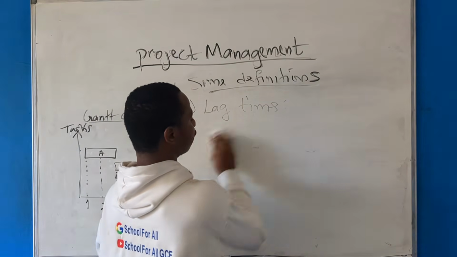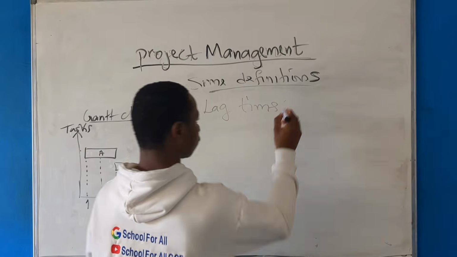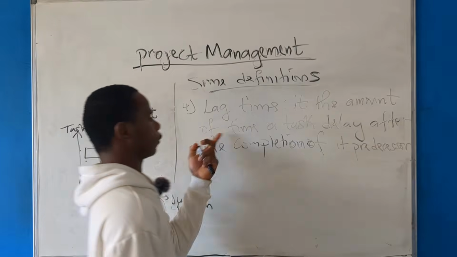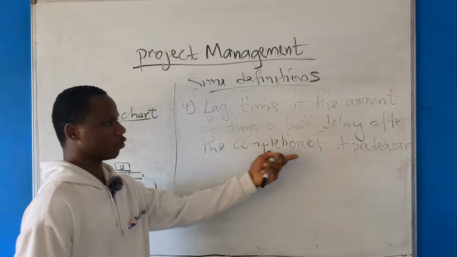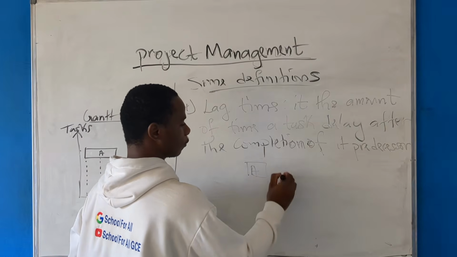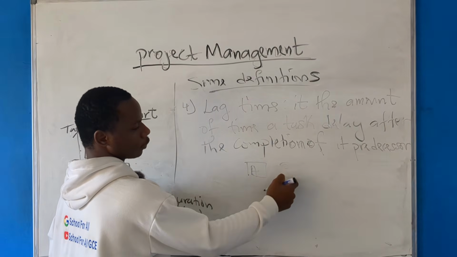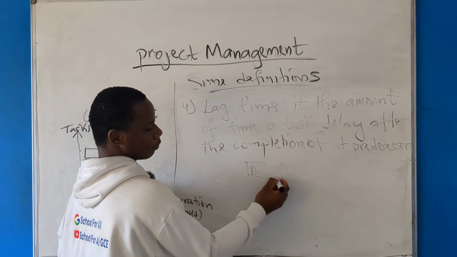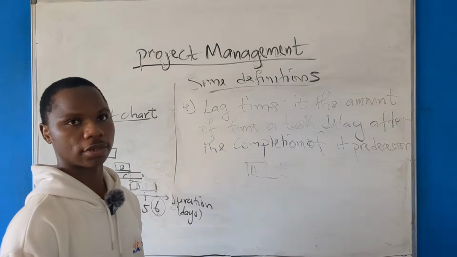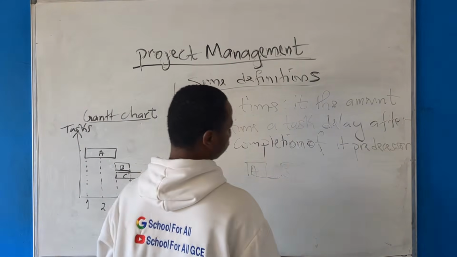Good. Now, this is exactly that. So lag time is the amount of time a task delays after the completion of its predecessor. Like if this is task A, this is task B. Task A is the predecessor of task B. So this amount of time B delays before starting after the completion of its predecessor is what we call lag time. Take note of that. So we go to the next definition.